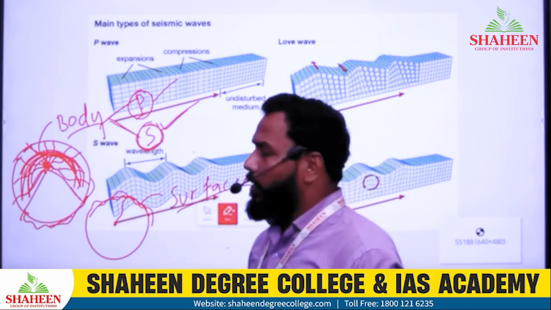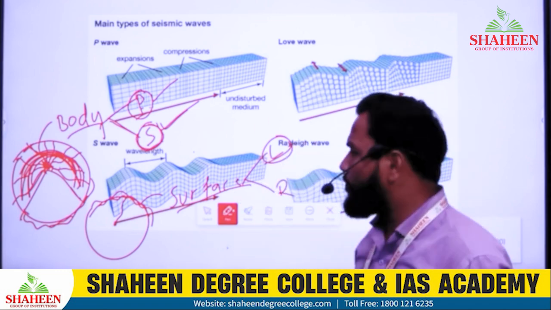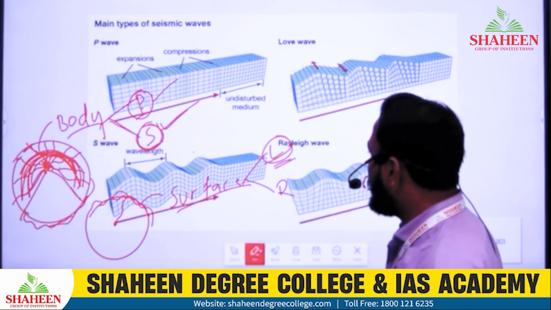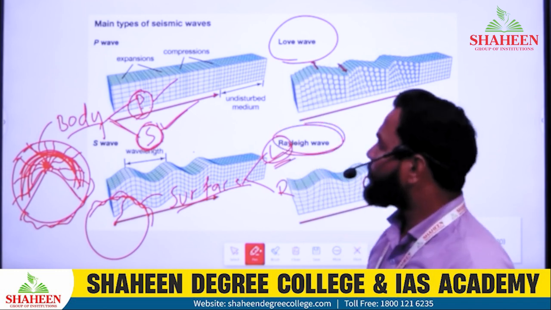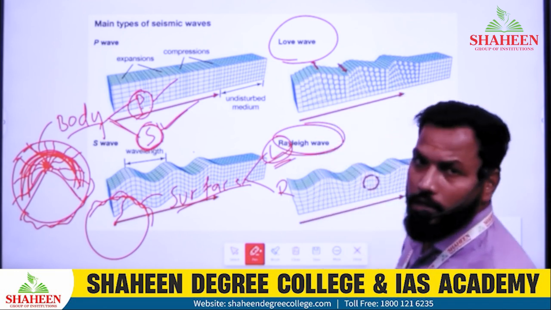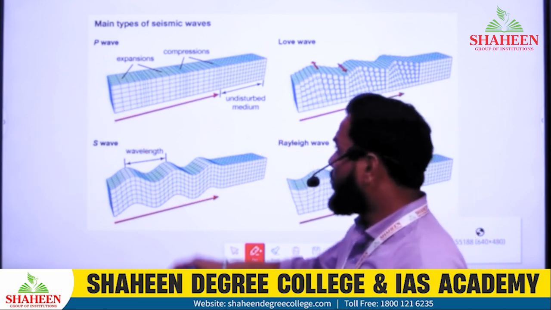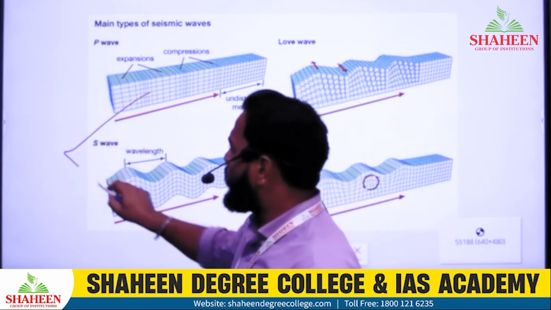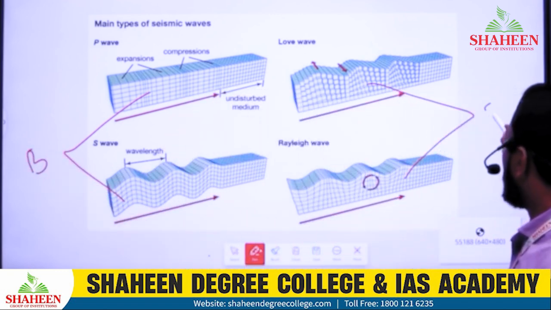Then surface waves. Surface waves we have again two. Surface wave means the wave which is traveling on the surface of the earth: L waves and Rayleigh waves. The full form of L is Love, so here it is written Love waves. R is your Rayleigh waves. These two are your body waves and these two are your surface waves.